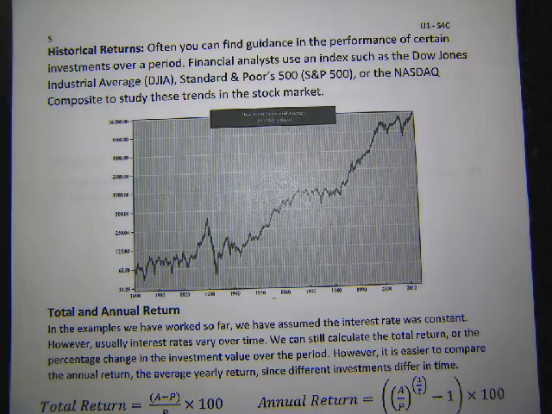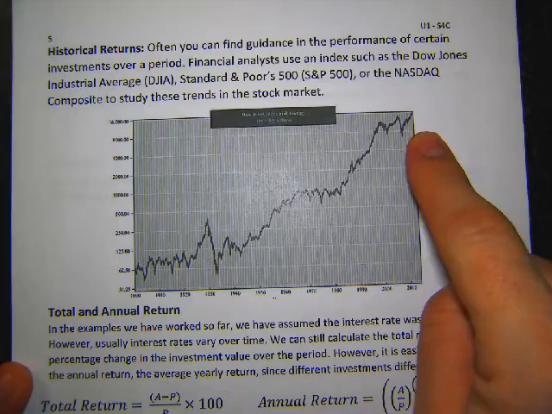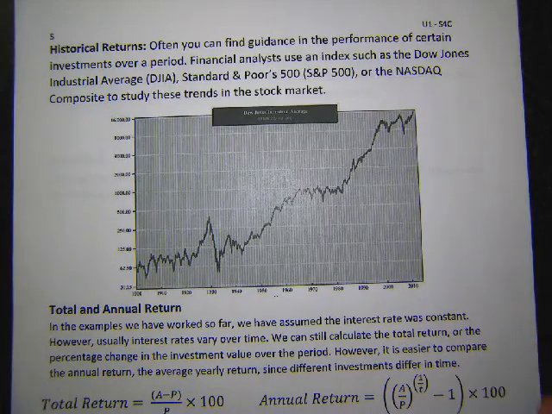Some of those are the Dow Jones Industrial Average, the S&P, Standard & Poor's 500, and the NASDAQ. These are just a collection of stocks that someone's tracking, where they have a little bit of all these different companies and they track how those are doing over a period of time. So here, this is the Dow Jones Industrial Average. They're looking at a collection of stocks that Dow Jones has picked out.